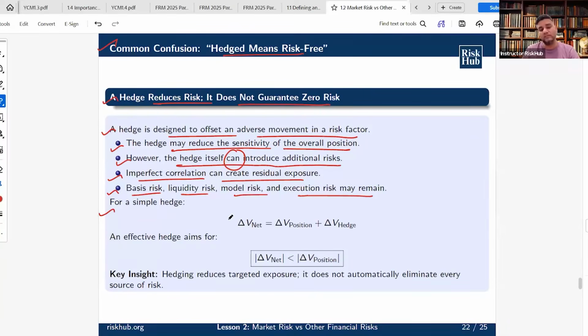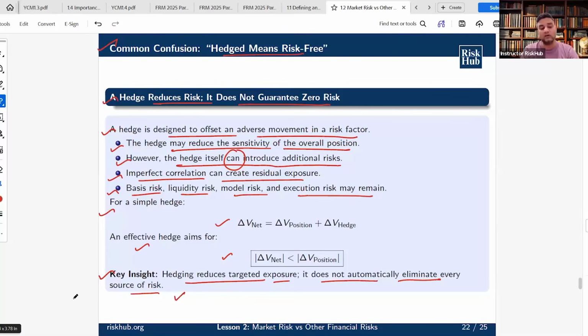For a simple hedge, delta V net is equal to delta V position plus delta V hedge. An effective hedge aims for the absolute value of delta V net to be less than the absolute value of delta V position. Key insight: hedging reduces target exposure, but does not automatically eliminate every source of risk. So a hedge offsets an adverse move in a risk factor. The slide lists what it does and does not do. It reduces the sensitivity of the overall position, but it can introduce new risk. Imperfect correlation leaves residual exposure; basis, liquidity, model and execution risk may remain.